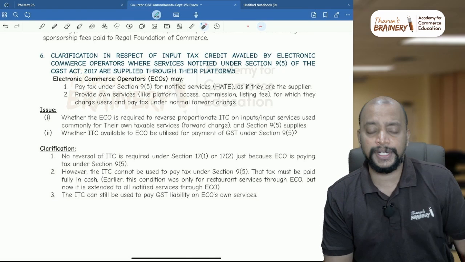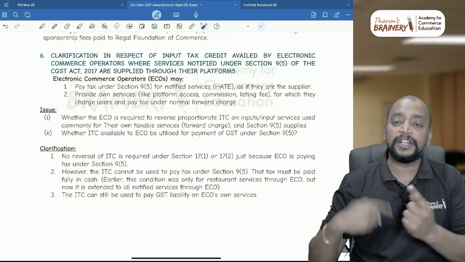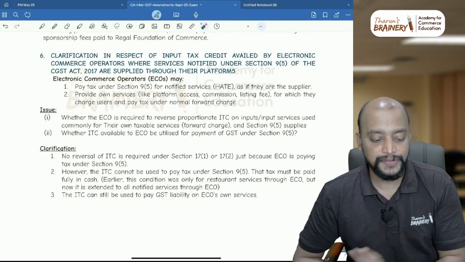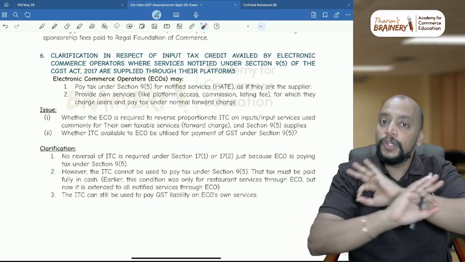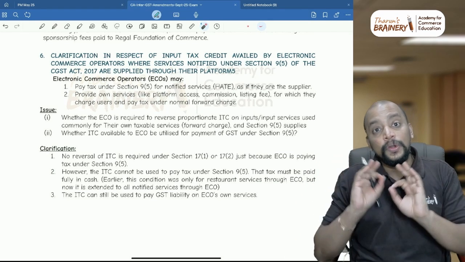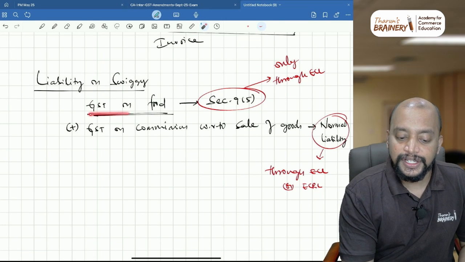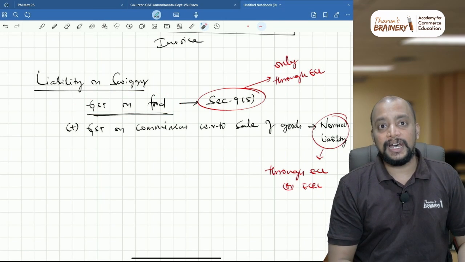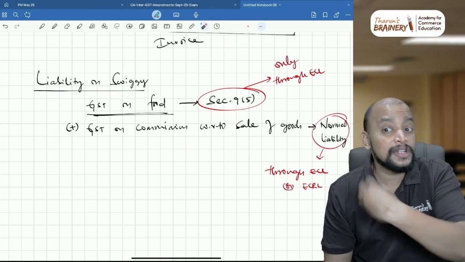No, they don't have to apportion. Whether ITC available to e-commerce operator can be utilized for payment of GST under 9(5). These are the two issues for which they gave a clarification. Clarification number 1, no reversal is required. With respect to this GST on food, they are paying GST on food, whereas for commission only they pay, not on sale of goods.